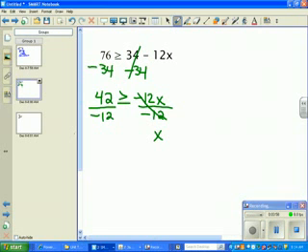Do I change the inequality? Yes. And 42 divided by negative 12. Negative 3.5. Questions on that one? How many remember to switch the inequality? That's about half of you. That's one thing you want to make note of when you take your quiz on Friday. Make sure you remember if you multiply or divide by a negative, you've got to switch the inequality.